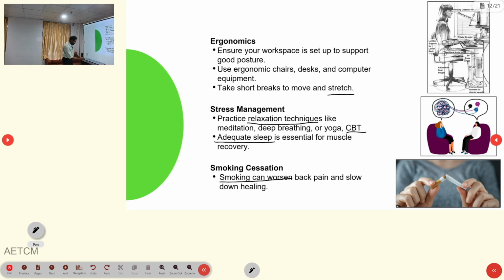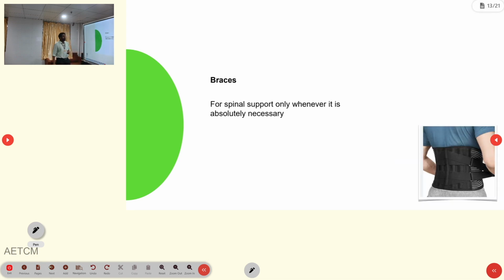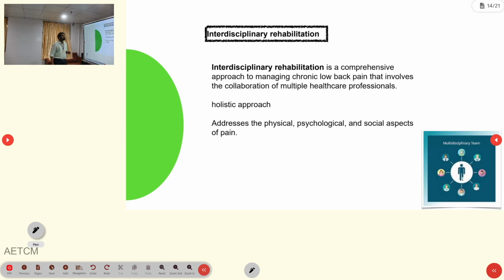be considered. Braces are needed only when it is very much necessary, because unless it is indicated, if we suggest bracing for a person, that could decondition the muscles that support the spine. So if there is more harm if we do not prescribe a brace, only in those conditions we should suggest a brace. So interdisciplinary rehabilitation.